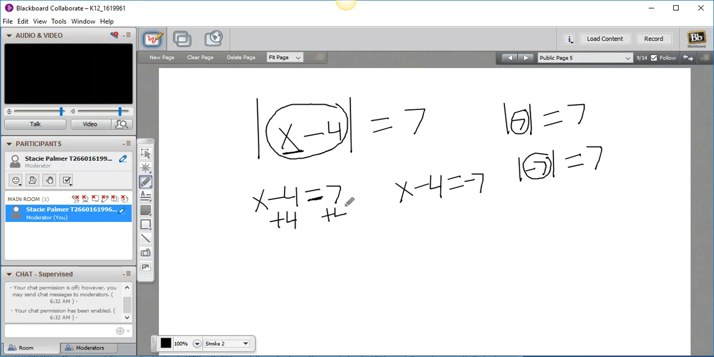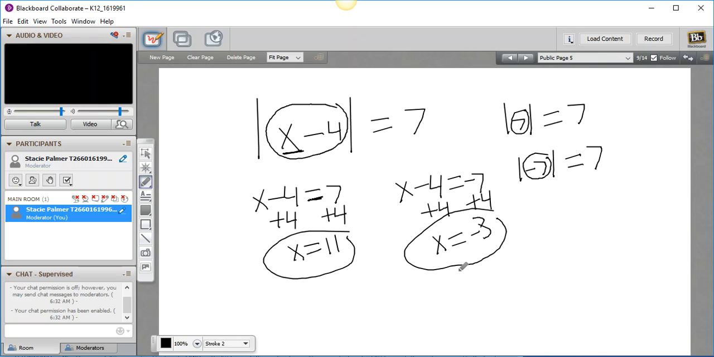So to solve this equation for x, we add 4 on both sides. So x equals 11. Over here, we would add 4 on both sides. So x equals negative 3. When you're solving an absolute value equation, there are always 2 solutions. We know that 11 minus 4 is 7. The absolute value of 7 is 7. We know that negative 3 minus 4 is negative 7. The absolute value of negative 7 is 7.